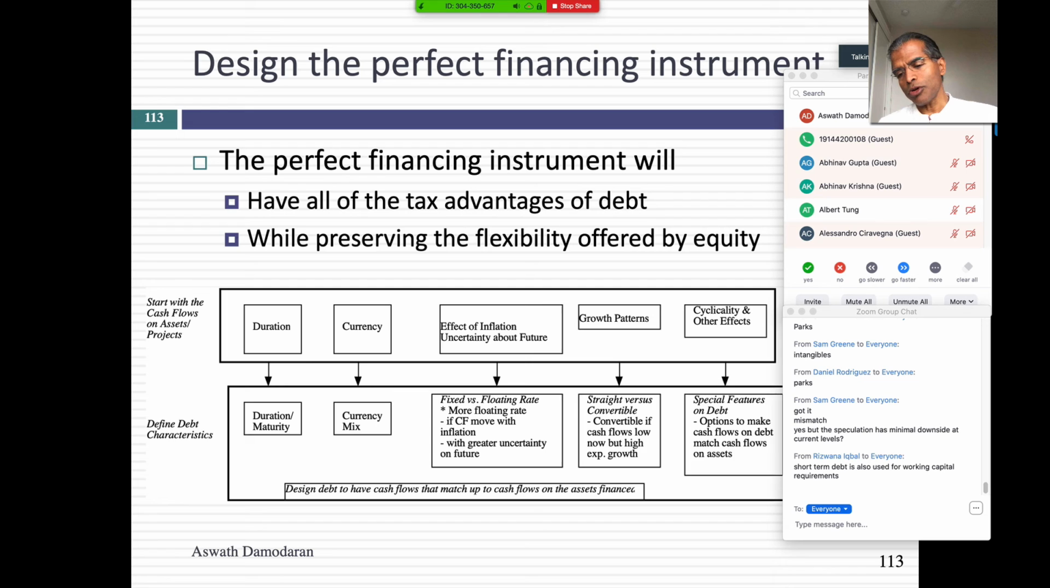And Rizwana says short-term debt is also used for working capital. Only for the part of working capital that is really long-term, right? The portion of inventory, that should be long-term debt. But a part of working capital is transient. For that, you use short-term debt.